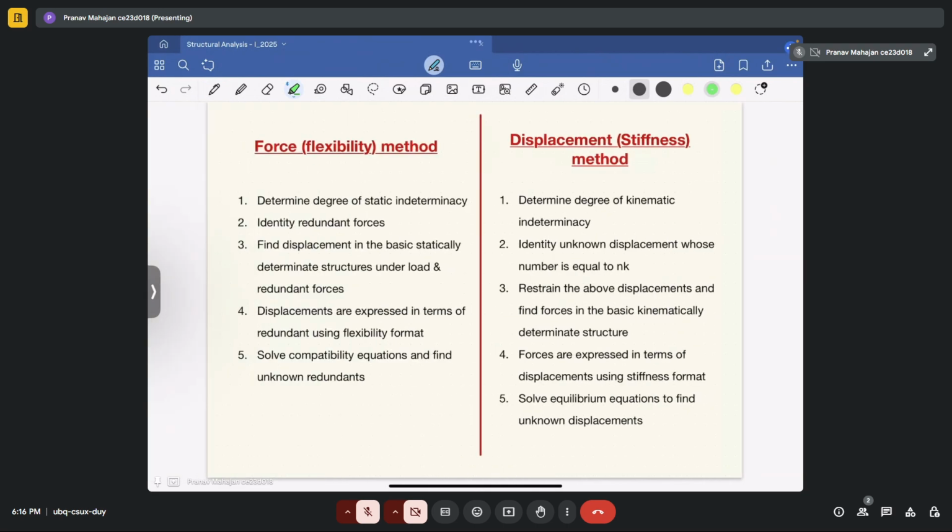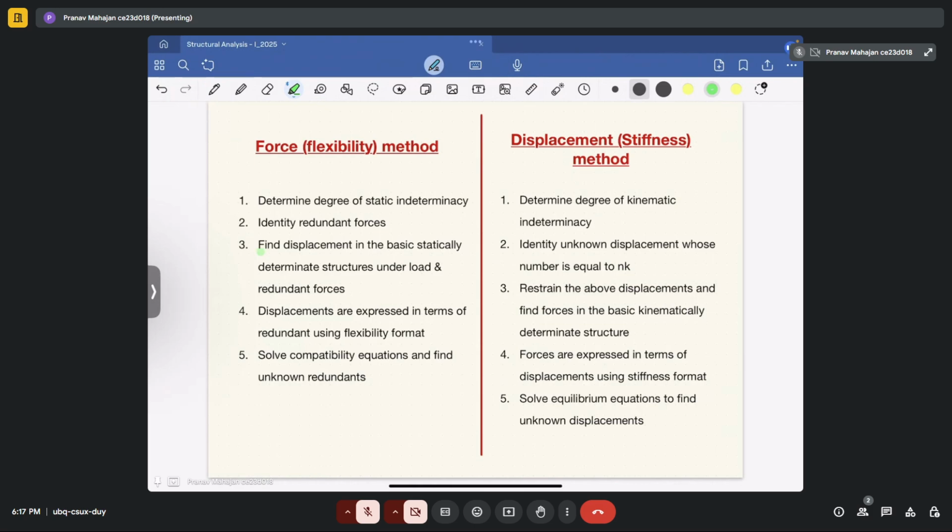Now, differentiating between the force or flexibility method, and the second method, the displacement or stiffness method. In the force or flexibility method, you will first determine the degree of static indeterminacy. Then you will determine the number of redundant forces, like previously we have seen the whole procedure. After that, we will find the displacement in the basic statically determinate structure under load and redundant forces. So these are two steps.